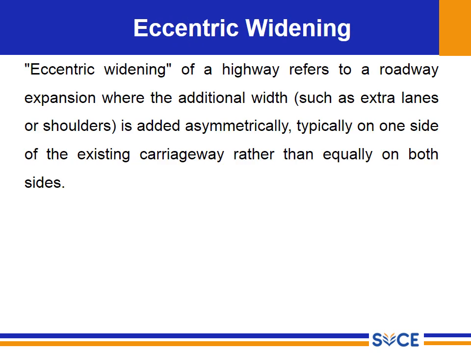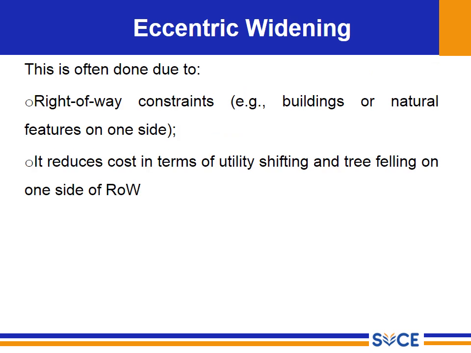Eccentric widening of a highway refers to a roadway expansion where the additional width, such as extra lanes or shoulder, is added asymmetrically, typically on one side of the existing carriageway rather than equally on both sides. So what is the eccentric widening they are saying? Eccentric means if they are widening on one side of the road only, then it is called eccentric. This is often done due to right of way constraints, and it reduces the cost by reducing shifting from one side to the other side.